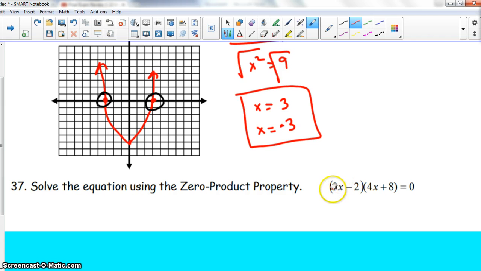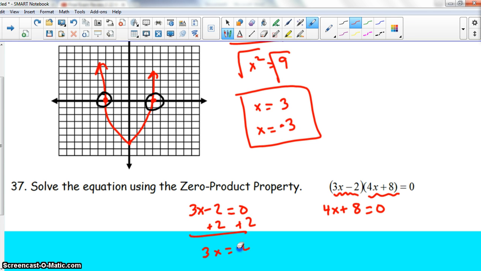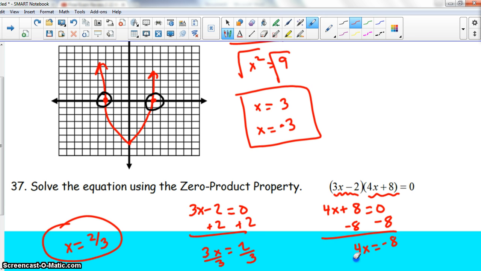Solve the equation by using the zero product property. This is where we take this factor, 3x minus 2, and set it equal to 0. And we take this factor, 4x plus 8, and set it equal to 0. Then we solve by adding 2, 3x equals 2, and dividing by 3. So we end up with x equals 2/3 as one of our solutions. Over here we have to subtract 8, and we get 4x equals negative 8. Divide by 4, and we get x equals negative 2. So your two solutions are negative 2 and positive 2/3.